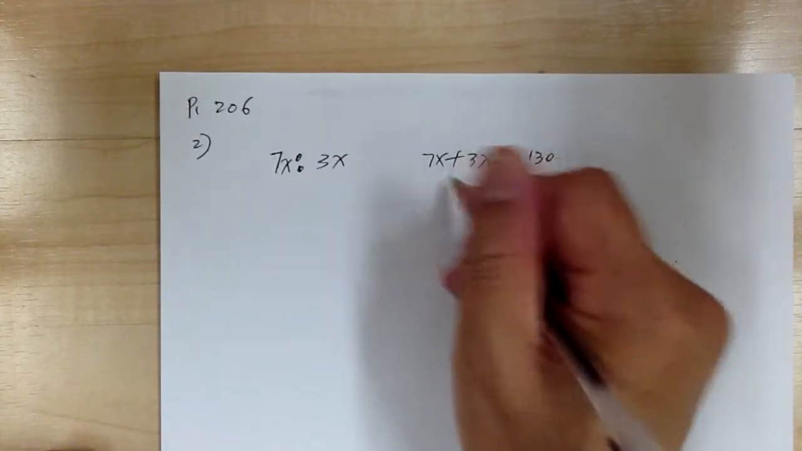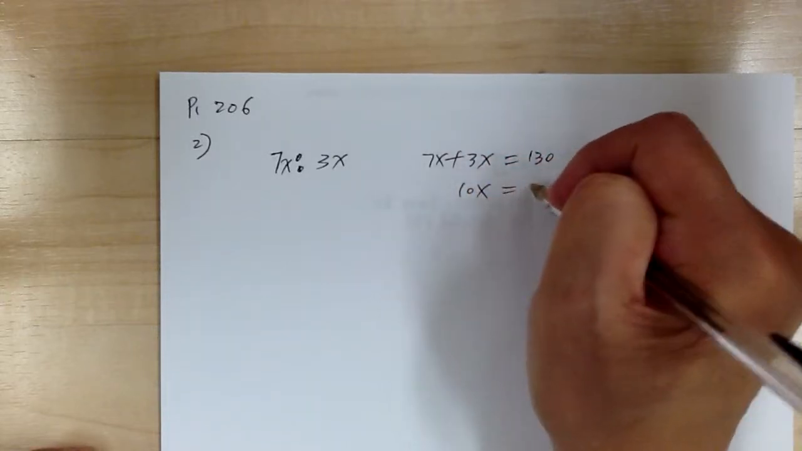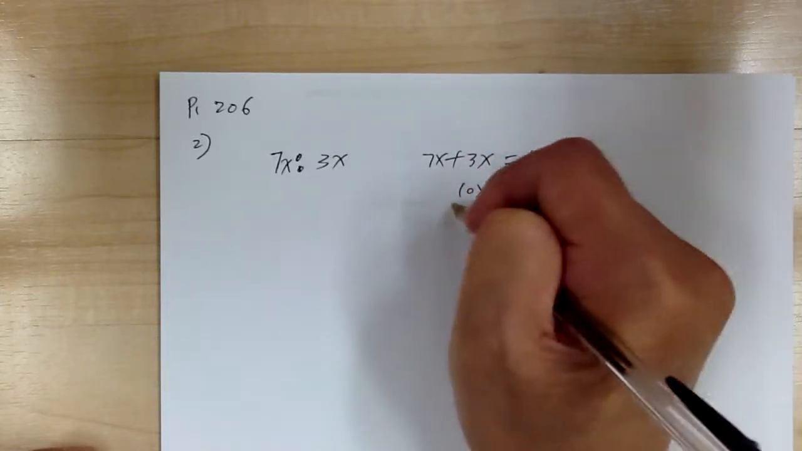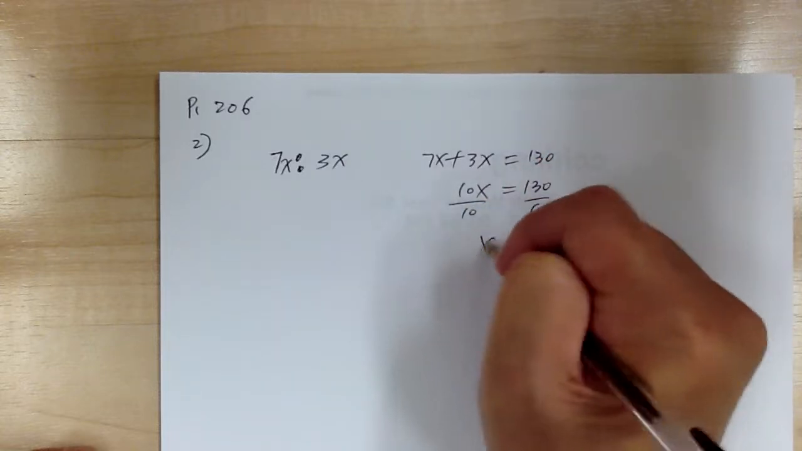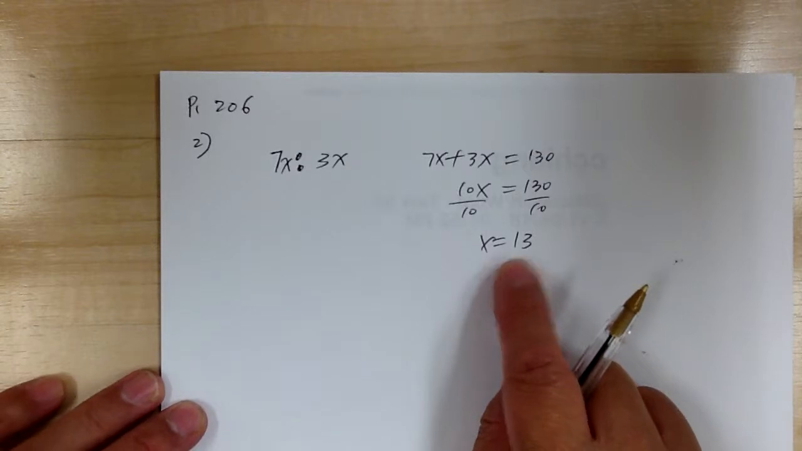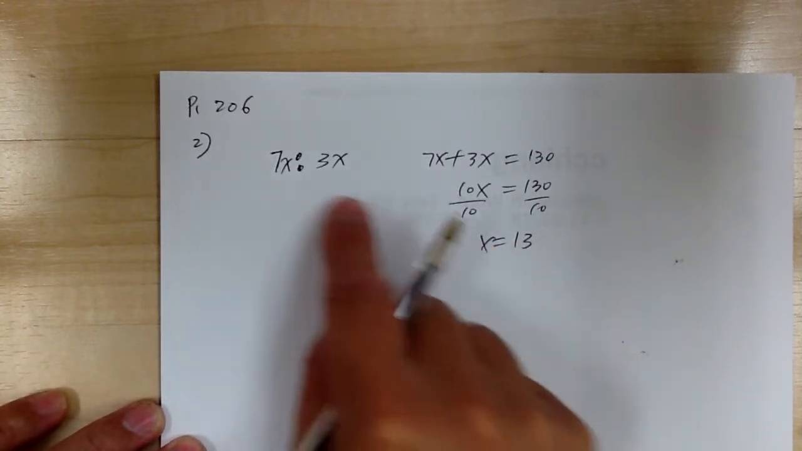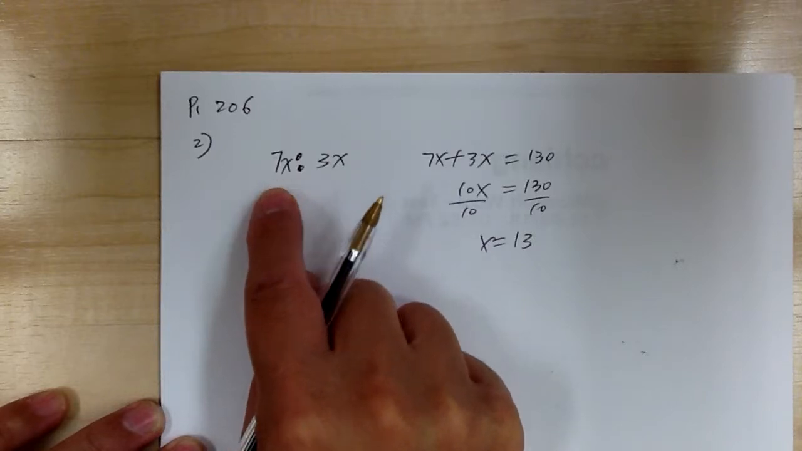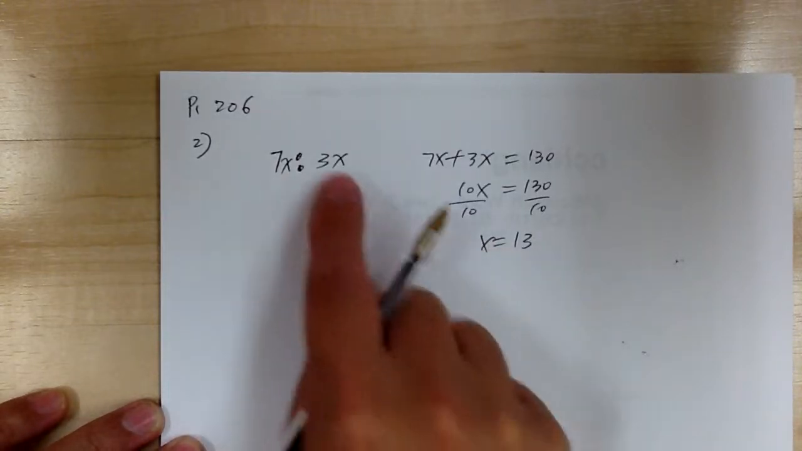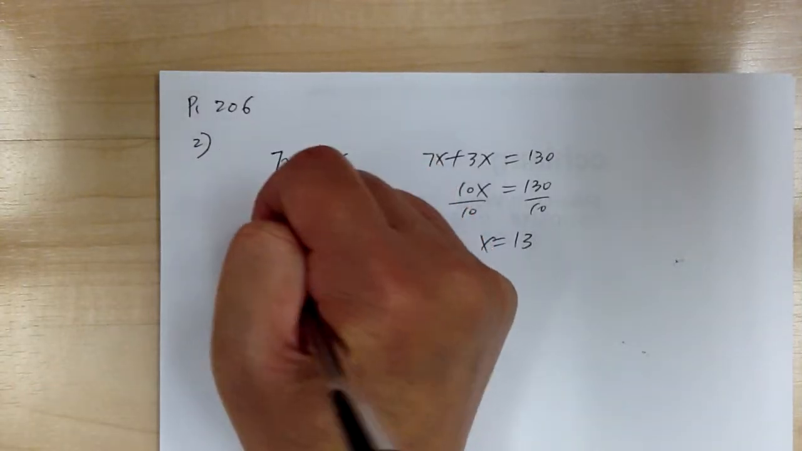From here, you can go ahead and solve. So you've got 10x equal to 130, divided by 10 on both sides, so x equals 13. Now don't box this. This is not the answer. This is just the multiplier. This is what you need to multiply to get back to the original numbers. So when you multiply, this one, you're going to get 91.